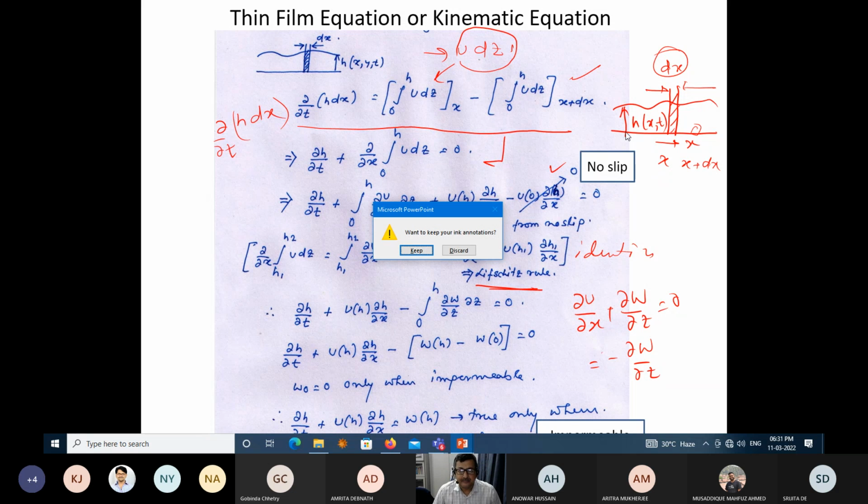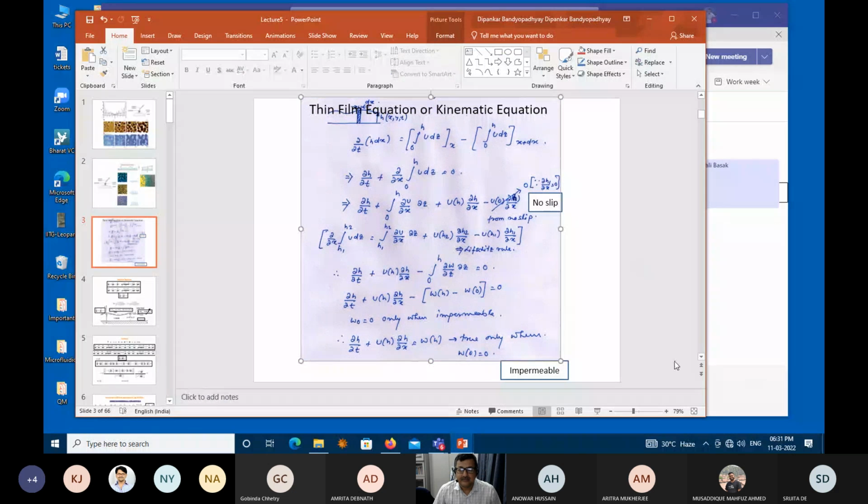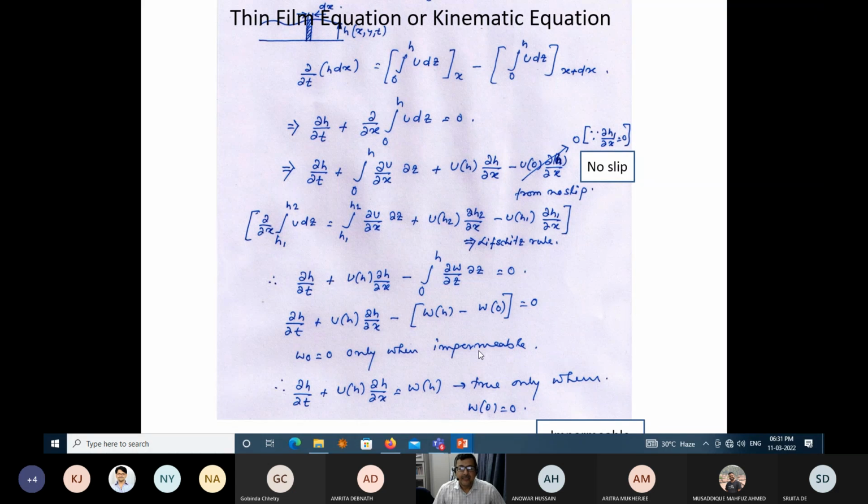So overall, you get an equation which says that for a film like this, if you do a mass balance, del h by del t plus u into del h by del x is equal to w. Or you may write it in a smarter manner: del h by del t plus u at h into del h by del x is equal to w at h. So this is the famous thin film equation.